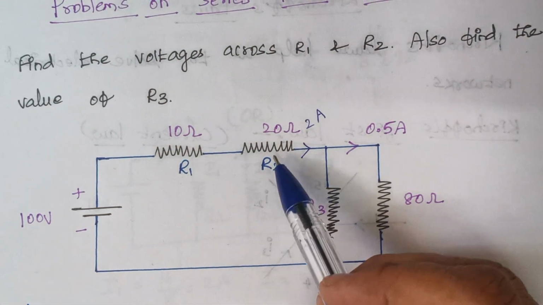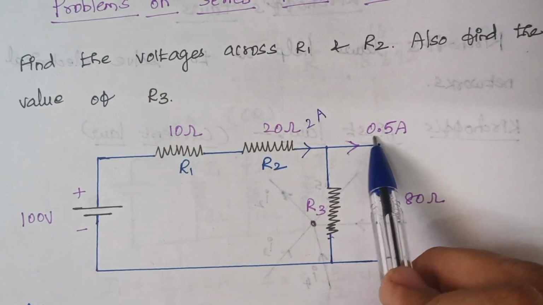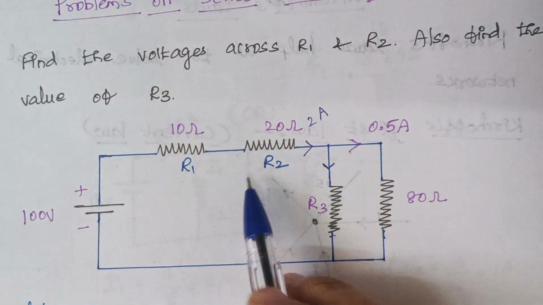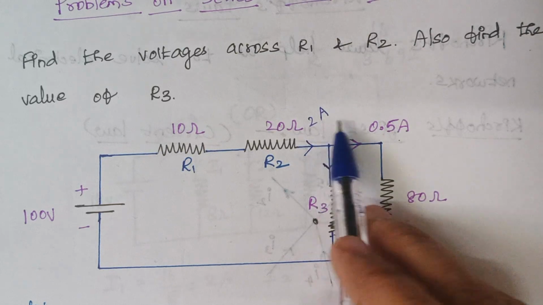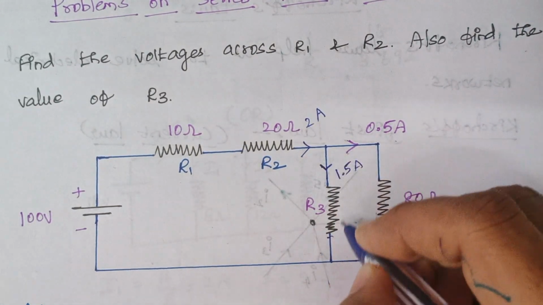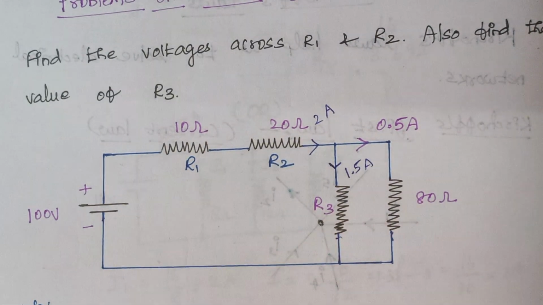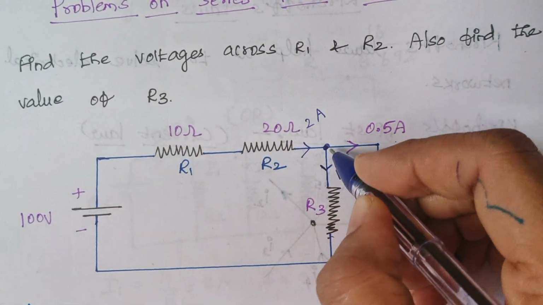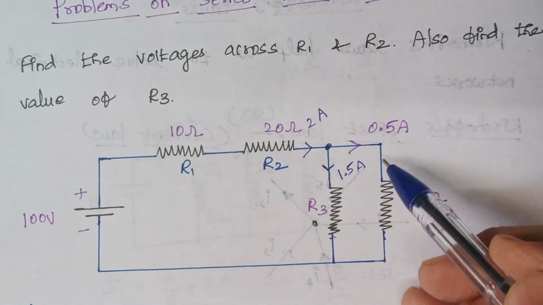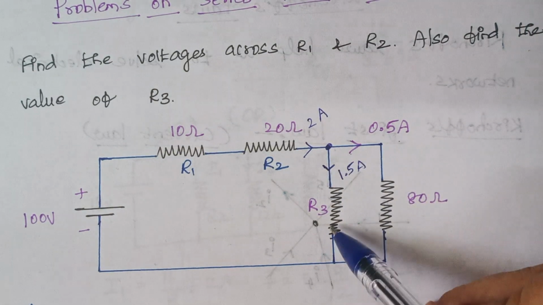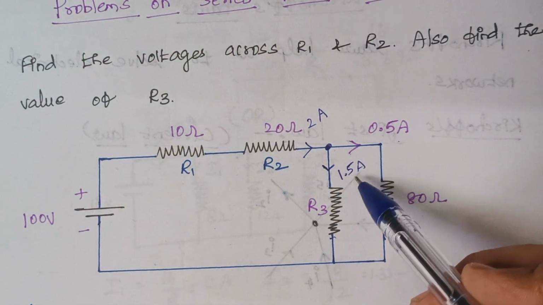Right? We had just now calculated, and so here it is 0.5 amps. Then what about the current that flows through this path? 2 minus 0.5, that is 1.5 amps flows through this resistor. Here you can even consider Kirchhoff's current law. That is, the sum of currents flowing towards the junction is equal to the sum of currents flowing away from the junction, right? Therefore, the current flowing through this R3 resistance is 1.5 amps.